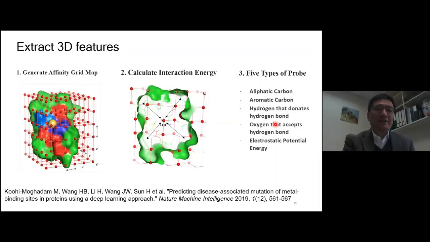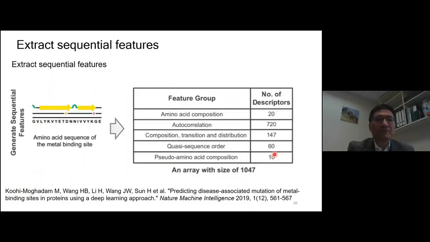So we generate this three-dimensional matrix first, for example. This is the affinity grid map. And then we calculate the interaction energy. Based on that, of course, we divide it. We use 5 types of probes, aliphatic carbon, aromatic carbon, and certain interactions, for example, electrostatic potential energies, and so on, and then we can calculate. So this is the sequential information of a particular binding site.